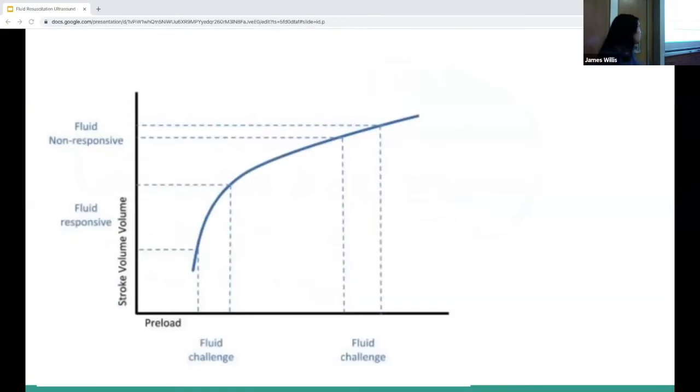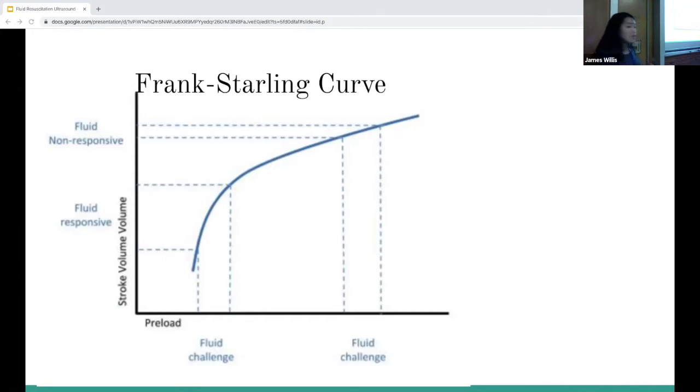To start off, I'm going to put a math diagram in front of you. Don't freak out. This is called the Frank-Starling curve. You might remember it from way back in med school. Basically, this is the curve that you want to look at with your preload and your stroke volume. Why we care about this is we want to know where someone sits on this curve to know whether they are fluid responsive or fluid non-responsive.